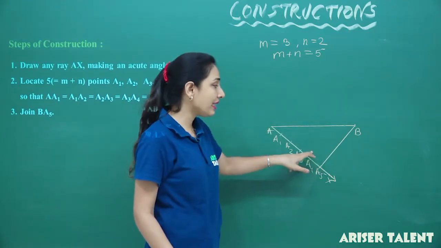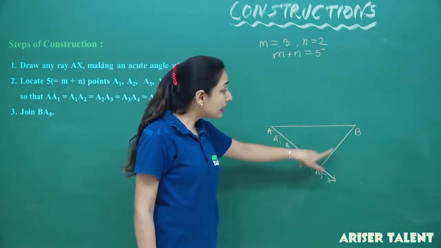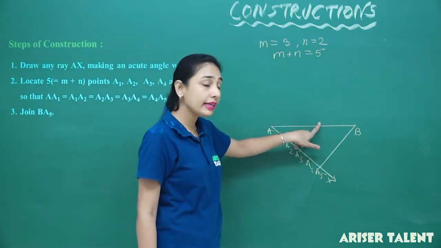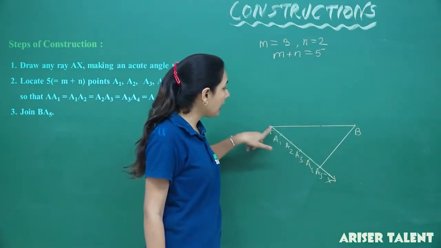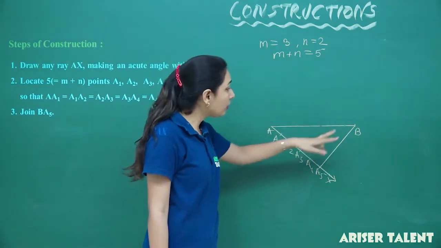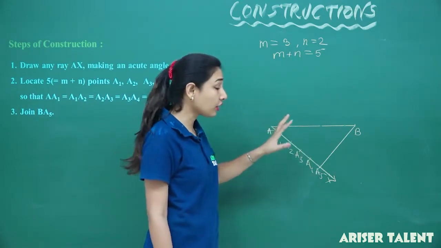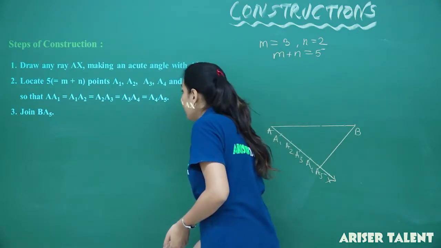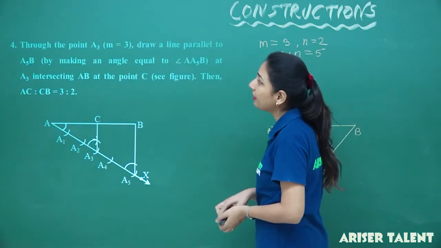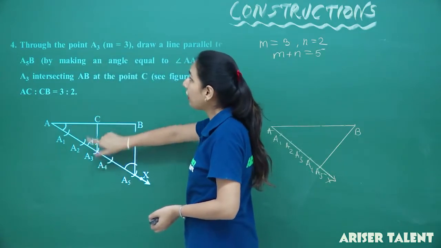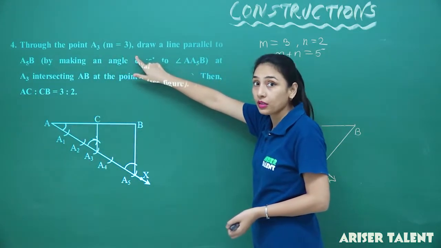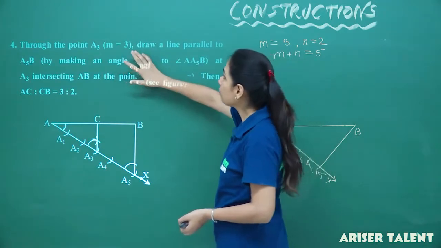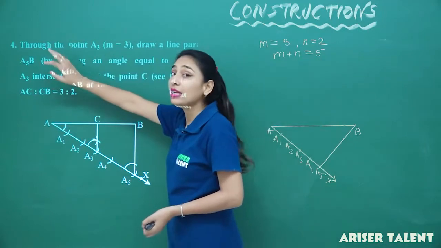Because we are going to make an angle. Angle equals what? B A5 A. And which angle? There will be some point here, that point A3, and the angle at A3 should be equal to this one. So you can use BPT here. Now moving forward, through the point A3, because M equals 3 and you have 3 by 2, draw a line parallel to A5B.